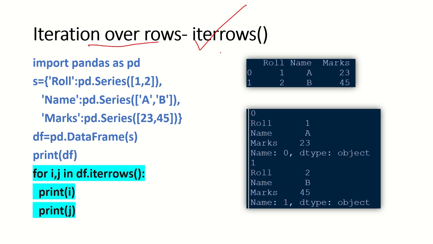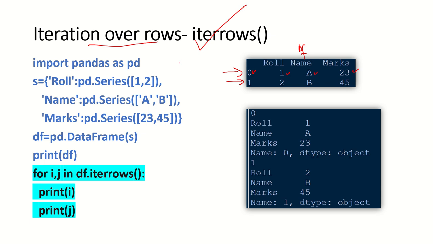So you can expect these kind of questions either for 2-mark questions or for MCQs. Iterating over the rows means that we know the first row is this one, and this is our second row in the case of this data frame. Iterating the first row means that I have to go through each and every value in each row. In the first row I have roll number 1, name A, marks as 23. You have to display each of these values. For this we have the iterrows function.